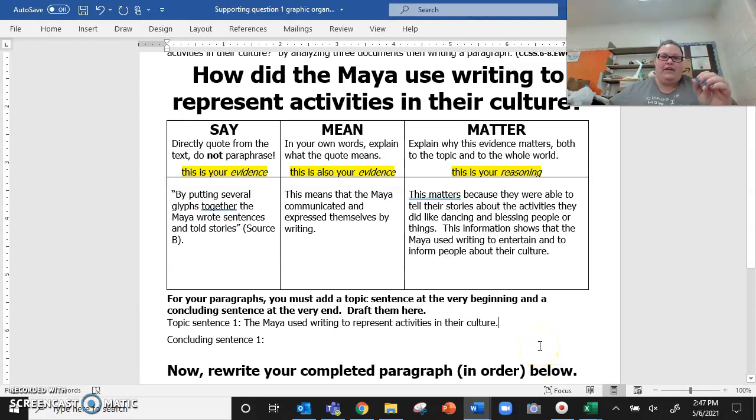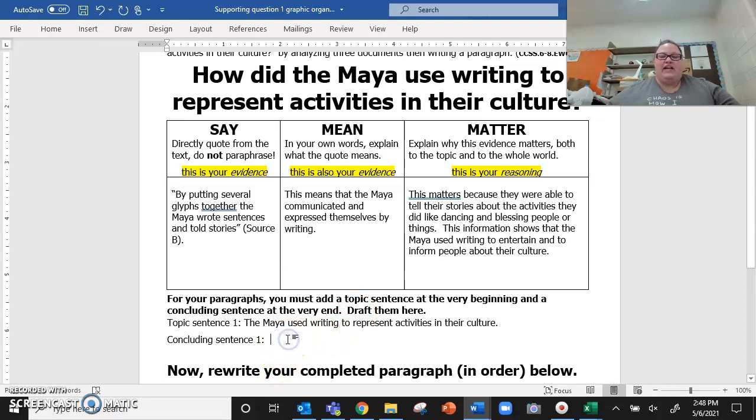Okay, so we're going to read it in order and then we can come up with our conclusion sentence. You ready? The Maya used writing to represent activities in their culture. By putting several glyphs together, the Maya wrote sentences and told stories. This means that the Maya communicated and expressed themselves by writing. This matters because they were able to tell their stories about the activities they did, like dancing and blessing people or things. This information shows that the Maya used writing to entertain and to inform people about their culture.